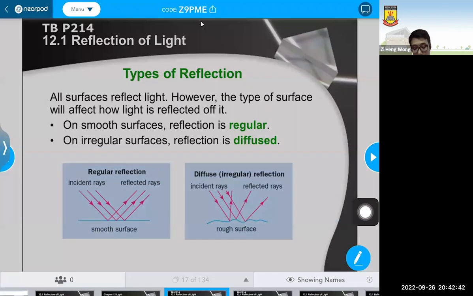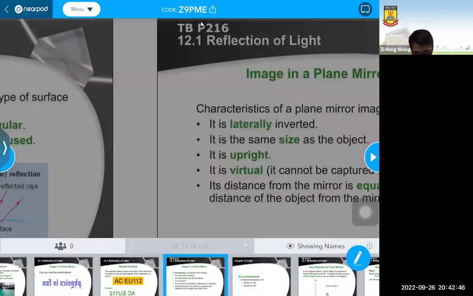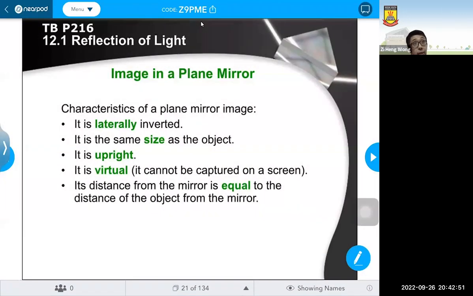Then you need to know the 5 characteristics of a plane mirror image. Plane mirror refers to a flat mirror. So you need to know the image: what are the characteristics? There are 5.